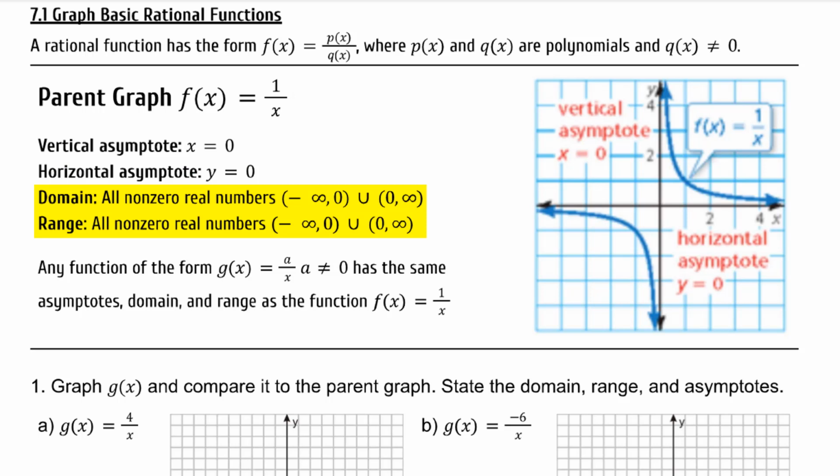In interval notation, we write that as negative infinity up to 0, union 0 to infinity. There's no bracket around the 0 because it's an asymptote. We always use parentheses for asymptotes because that is the definition of an asymptote. The graph approaches, gets super close, but never actually reaches that number. Any function of the form g(x) = a over x, where a does not equal 0, has the same asymptotes, domain, and range as the parent function, 1 over x.